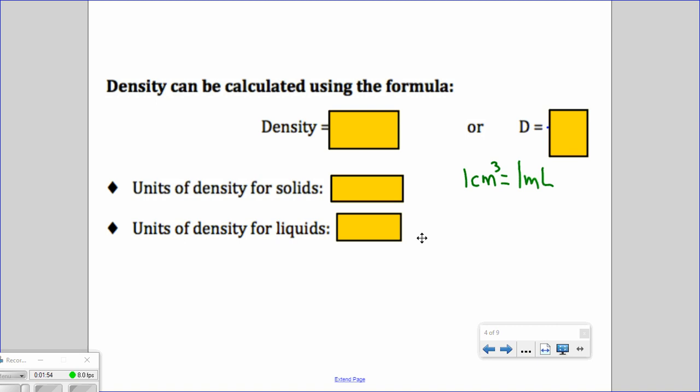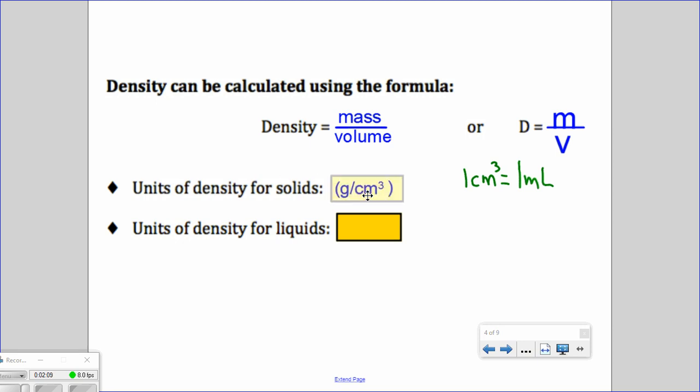So density can be calculated using the following formula. Density is equal to mass divided by volume, or m over v. The units of density for solids are generally grams per centimeter cubed, where 1 centimeter cubed is the equivalent of 1 milliliter. The units of density for liquids would be grams per milliliter. So the units differ slightly for solids and liquids, but ultimately they mean the same thing. It's a ratio of mass to volume, but in solids, the volume is given as centimeters cubed.